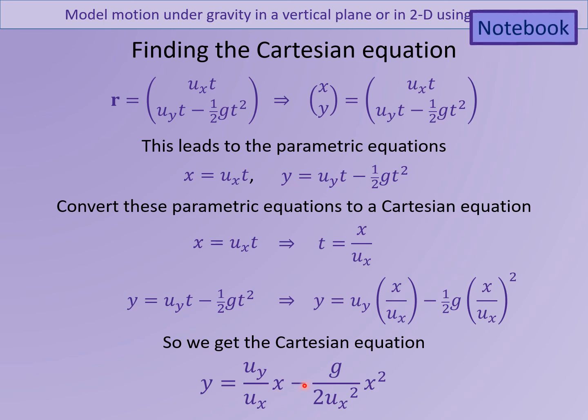uy over ux times x minus g over 2ux squared times x squared. It's my quadratic equation. So if I've got an initial velocity, ux and uy, I could definitely type that straight in to a graph plotter and I would get this beautiful parabola shape. Okay.